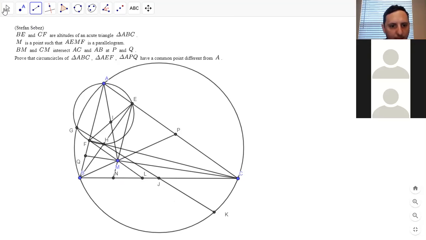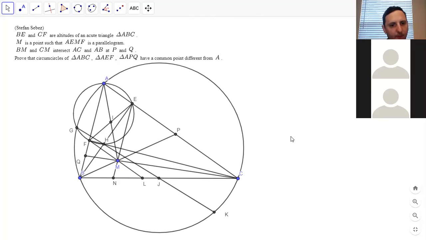So we want to show that FQ over QB is EP over PC. What if we used Menelaus? So we have CL over CB times BQ over QF times FM over ML is equal to 1. CL over CB is the same as AF over AB. And FM over ML is the same as, that's either AE over ML or that's AP over PC. So yeah, we have AE over ML.